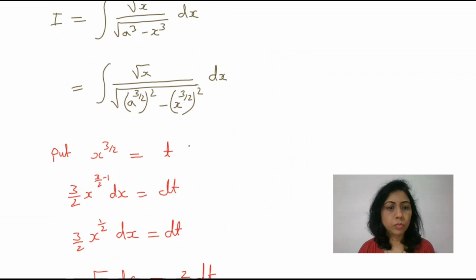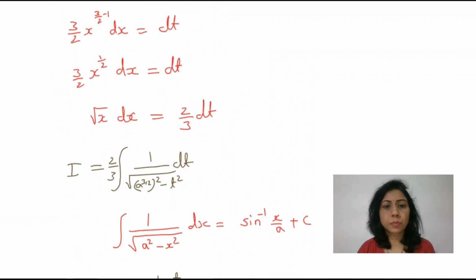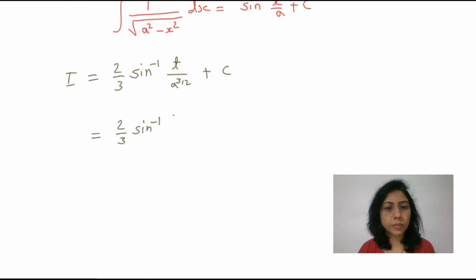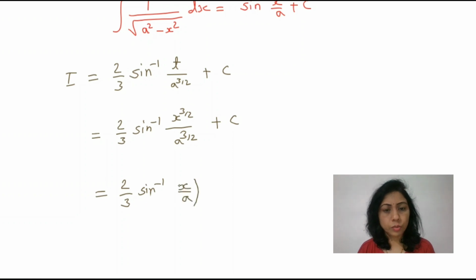Okay, we can put the t value: 2 upon 3 sine inverse of t, where t is x to the power 3 upon 2. So we can substitute x to the power 3 upon 2 divided by a to the power 3 upon 2, plus c. So 2 upon 3 sine inverse of x to the power 3 upon 2 divided by a to the power 3 upon 2, plus c. Okay, and this is the answer.